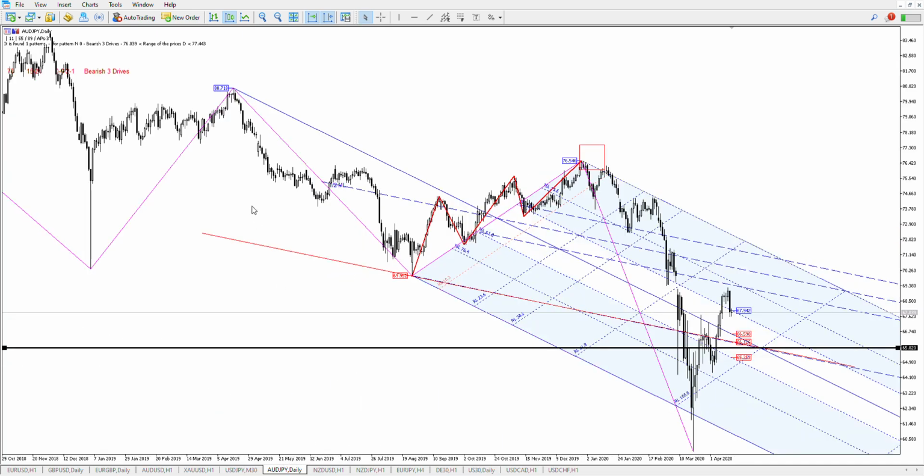Aussie yen on the daily. So we're above the median line, and we're above the monthly pivot. Your resistance is 67.94, and your support is 66.59. So yeah, just keep an eye on that. Technically, it's not in a bad place, and we've got some resistance above.